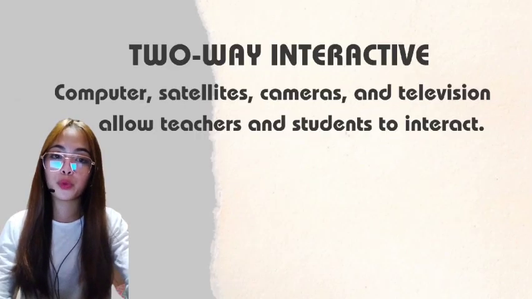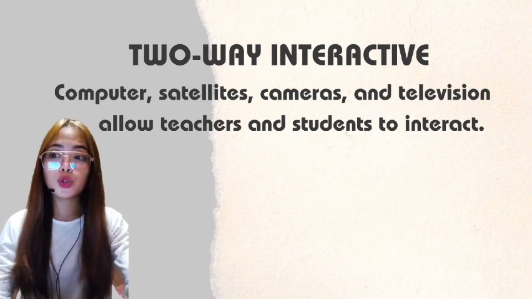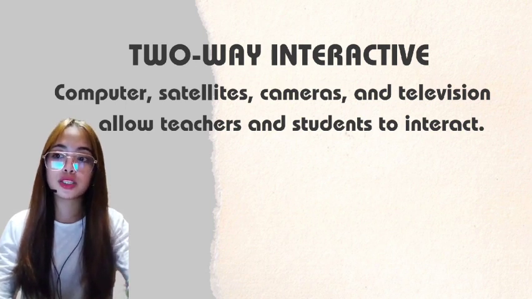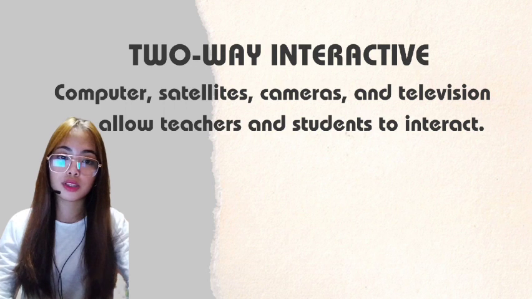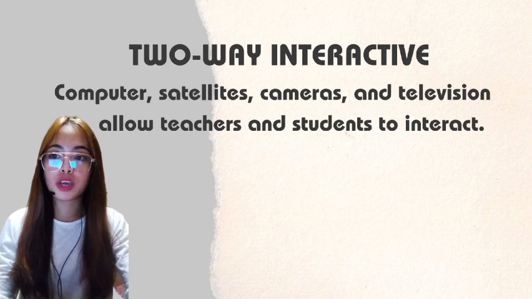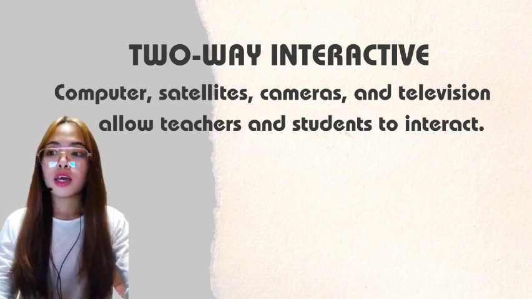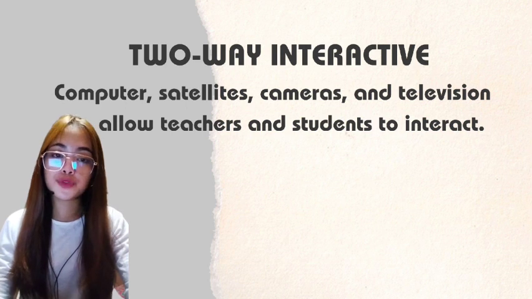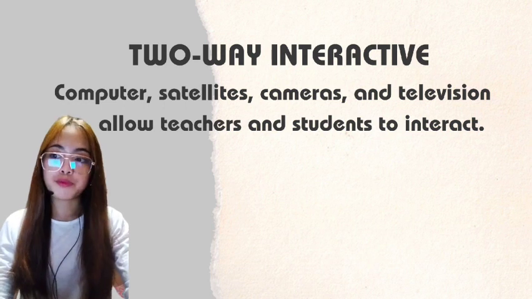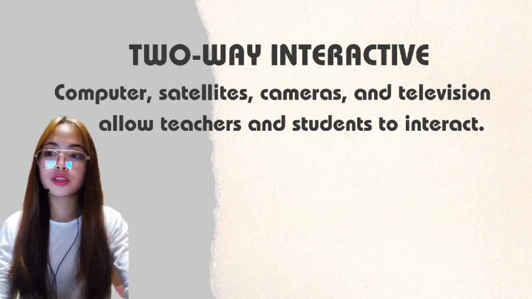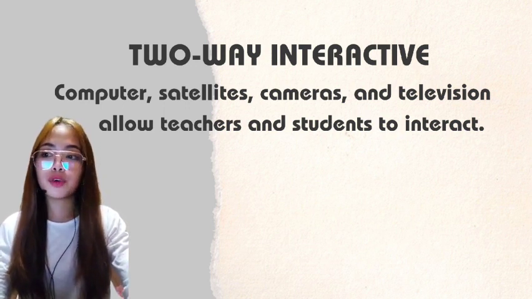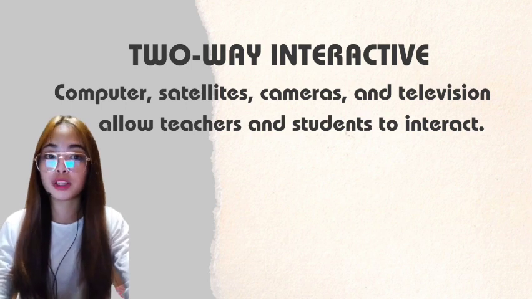Next we have the two-way interactive. With the two-way interactive, computers, satellites, cameras, and televisions allow teachers and students to interact. It means that the two-way interactive technology is a form of communication that allows for two-way exchange of information. It allows users to communicate with each other in real time. Examples of two-way interactive technology include text messages, online chat, video conferencing, and various social media platforms.